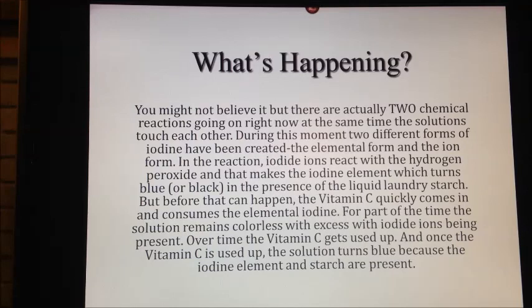For part of the time, the solution remains colorless with excess iodide ions being present. Over time, the vitamin C gets used up. And once the vitamin C is used up, the solution turns blue because the iodine element and starch are present.